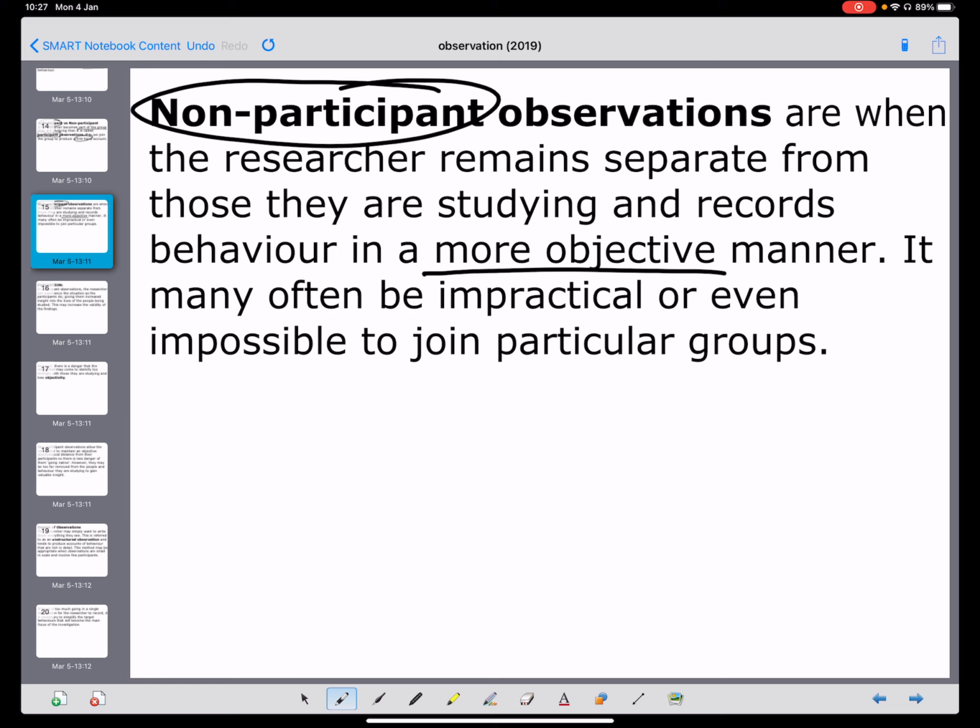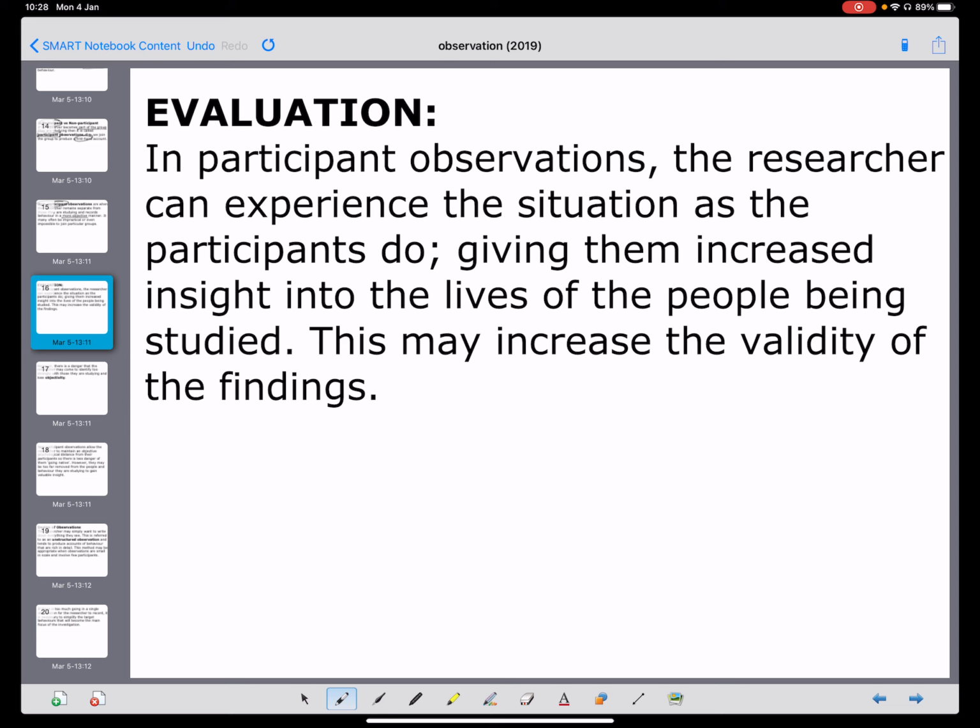And you could say that I'm impartial, but of course, I might have to do this because it says here that it might be impossible for me to join a particular group. So I can't become part of a 16-year-old female music group, whatever it could be that I'm trying to observe, because I don't have the ability to change who I am. So, of course, like all things, there are positives and negatives behind being participant, non-participant.